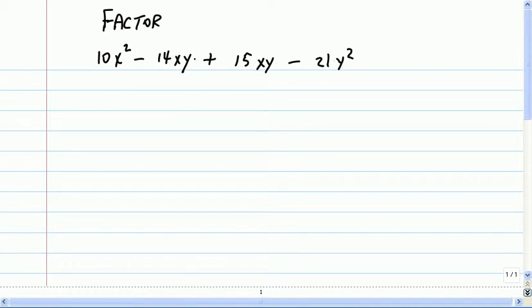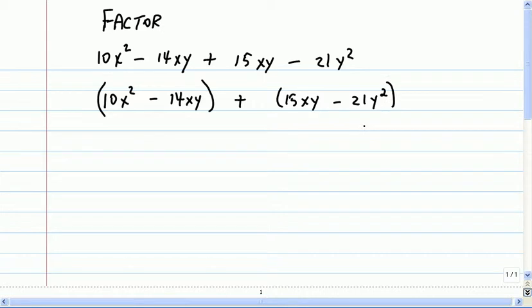There is no GCF. So when we see a problem like this that has 4 terms, that's one of the clues. We should think about factor by grouping. And by factor by grouping, what we mean is to group the first 2 terms together by putting parentheses around them, and the second 2 terms together.